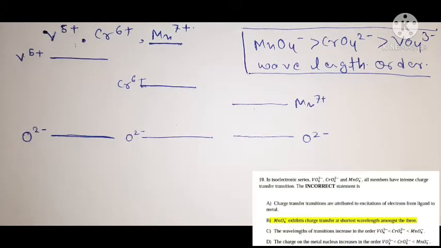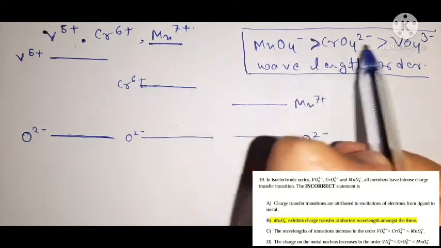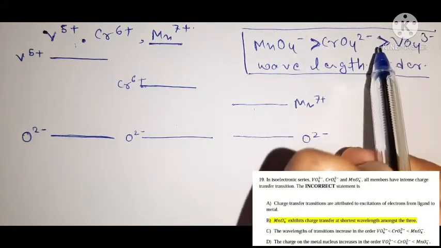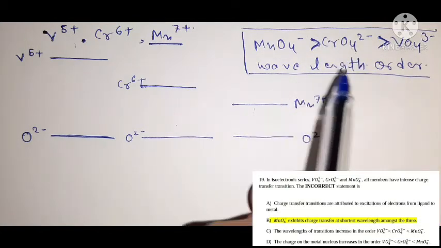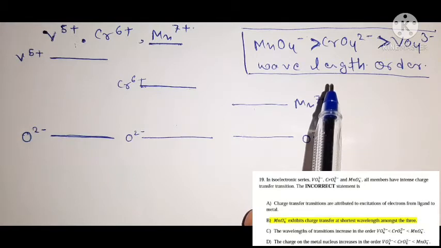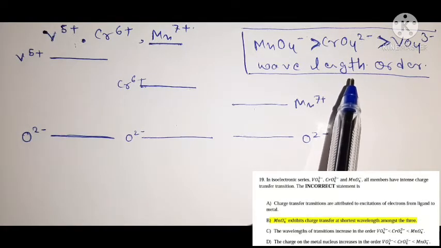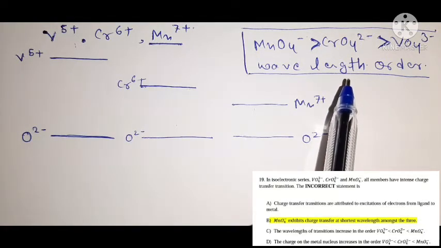Now according to your statement C, it is also a correct statement, which states that the wavelength of transitions increases in the order. See, this is the decreasing order of wavelength of transition, and the reverse of this is the increasing order of the wavelength of transitions. So that means option C is also a correct statement.